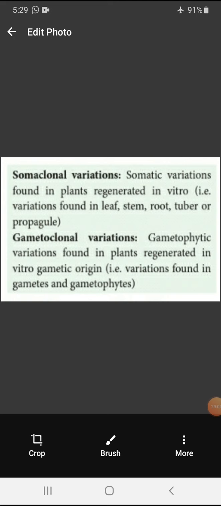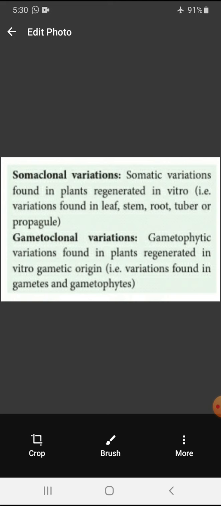So this is today's last class, on the last topic, somaclonal variation and gametoclonal variation. Differentiate somaclonal variation and gametoclonal variation. Somatic variation is found in plants regenerated in vitro. Somatic variation is nothing but the variation found in leaf, stem, root, tuber or protoplast in plants regenerated in vitro. Under in vitro conditions, we produce somatic variation through plant tissue culture.